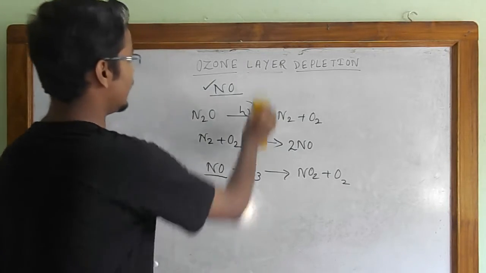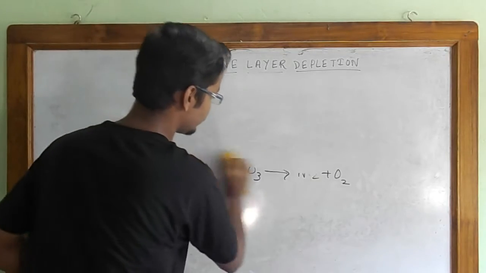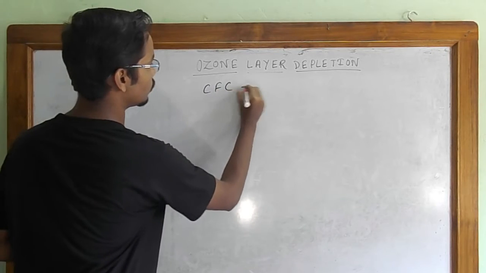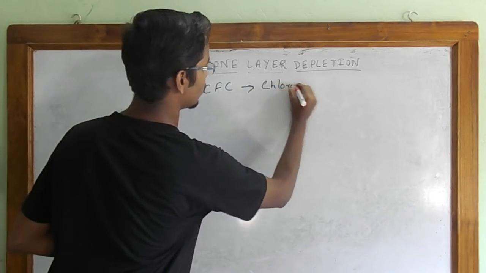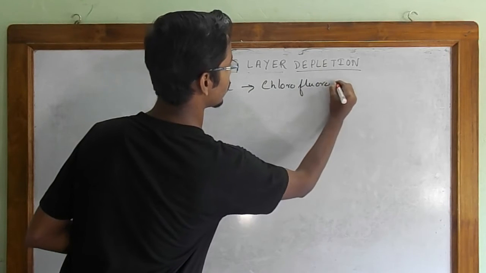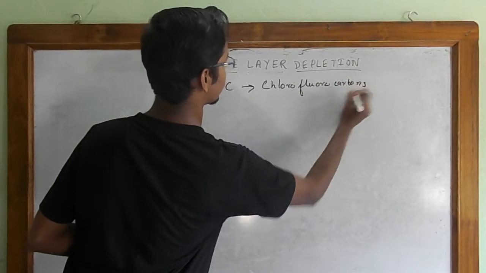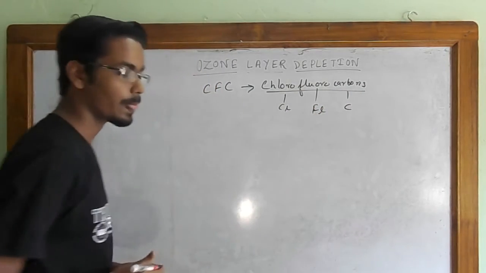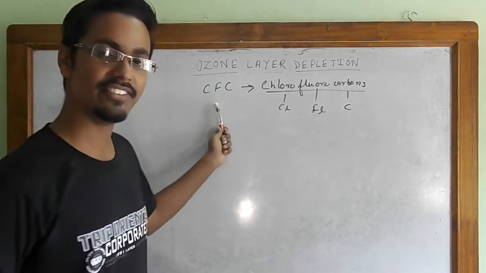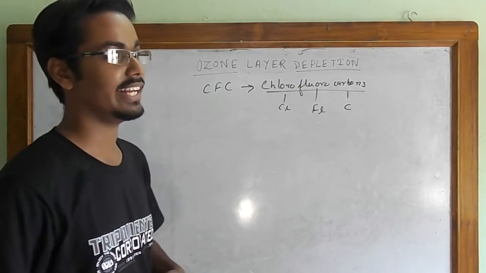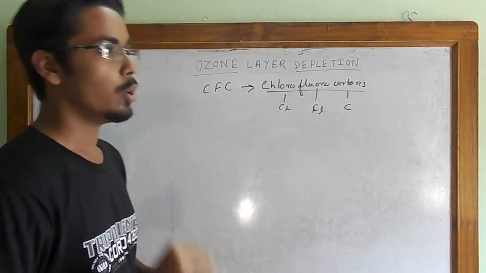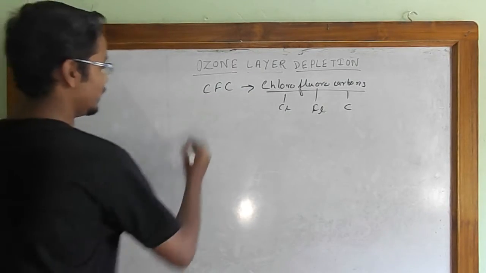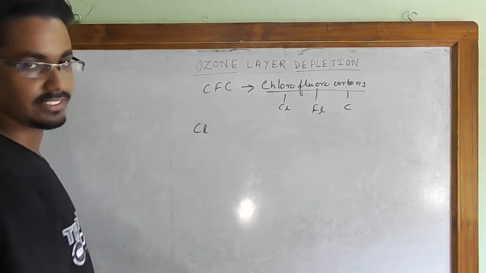The next one is how the CFCs will deplete the ozone layer. CFCs are chlorofluorocarbons. They contain chlorine, fluorine and carbon. Now, when these CFCs go into the stratosphere and encounter the ozone layer, they form free radicals of chlorine.